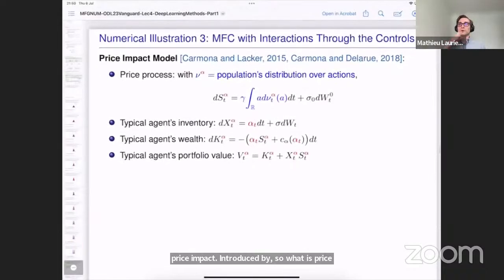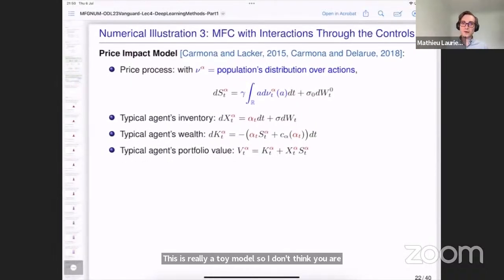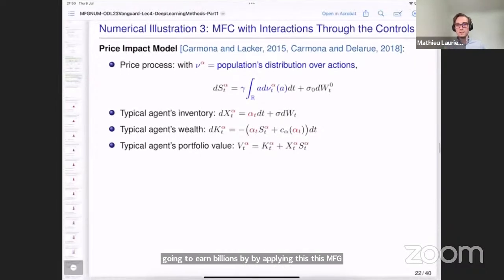You have a group of traders trading on a market, and when they buy or when they sell, this influences the price, right? So you want to incorporate your impact on the price and the impact of the rest of the population when you do trading. This is really a toy model, so I don't think you are going to earn billions by applying this MFG model, but it's just a kind of toy model for this phenomenon.